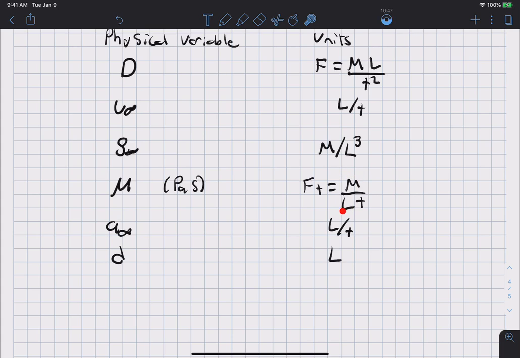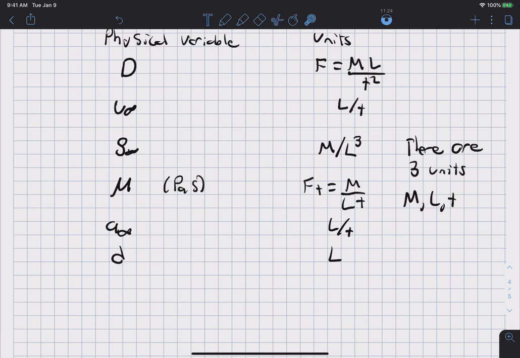Mass, that's not a new unit, length, time. So if you count the total number of units, there are three units, or three base units, and that would be mass, length, and time. Basically the drag force, the velocity, the density, the viscosity, the speed of sound, and the diameter can be expressed in terms of mass, length, and time.